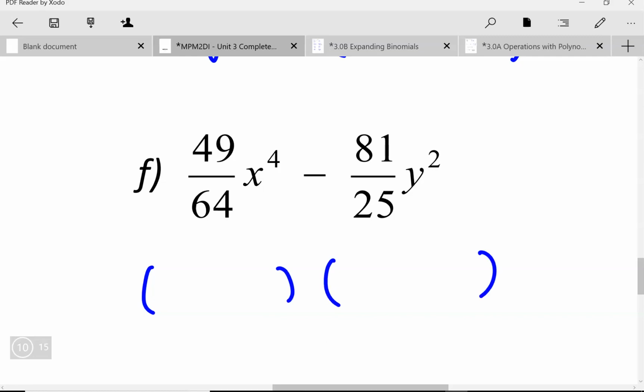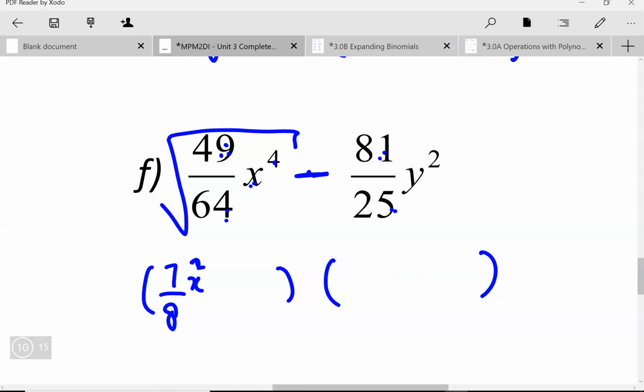Two brackets, difference of squares. Again, I see some square-looking numbers already: 81, 25, 49, 4, 2. So square root of this term. Square root of 49 is 7. Square root of 64 is 8. What is the square root of x to the power of 4? Hopefully we'll see that x squared is the square root of x to the power of 4.